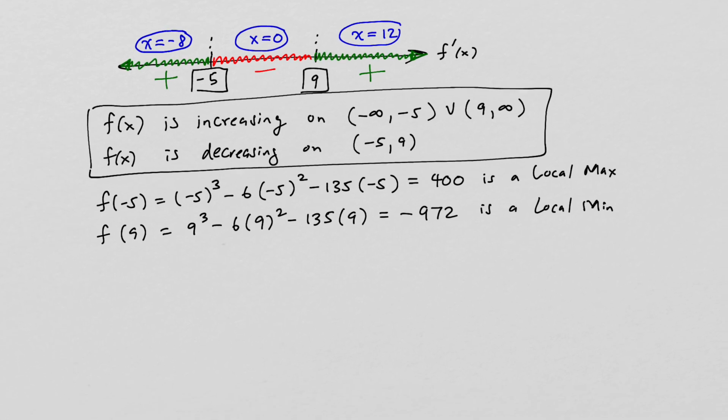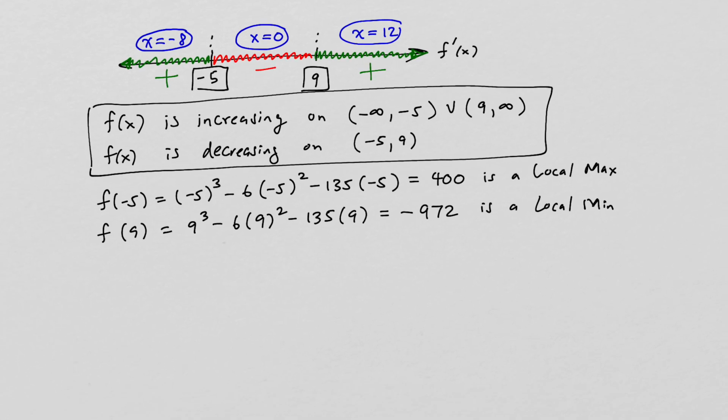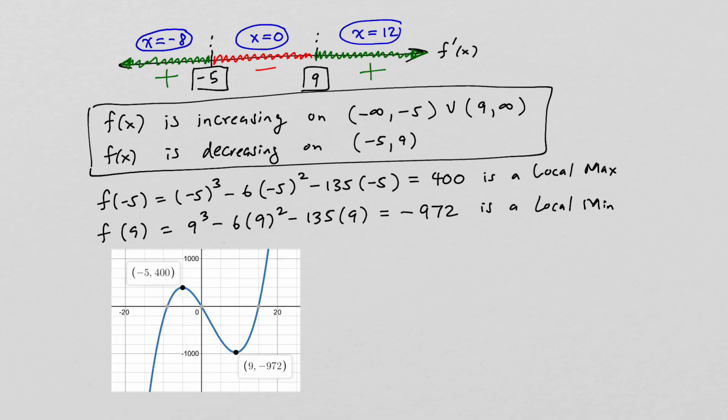And let's go ahead and bring in a graph to see what that looks like. So here is a graph of that function. We can see that the function was increasing, and then at x equals 5, it changes to decreasing. And then at x equals 9, it changes to increasing again. And here is our local maximum, the point negative 5, 400. And here's our local minimum, positive 9, negative 972.